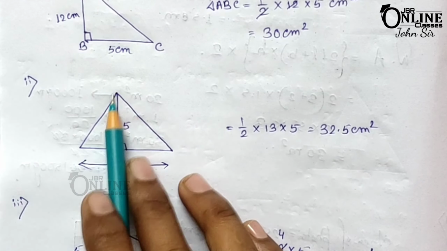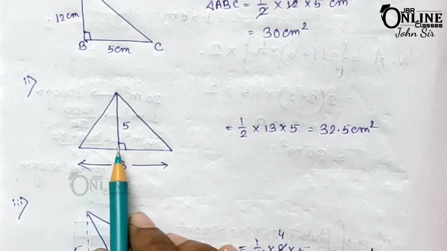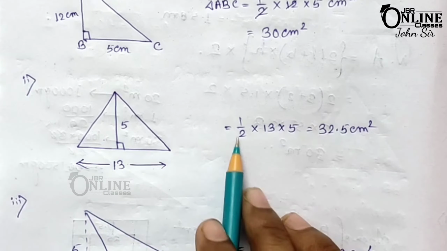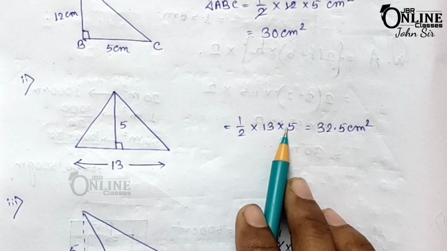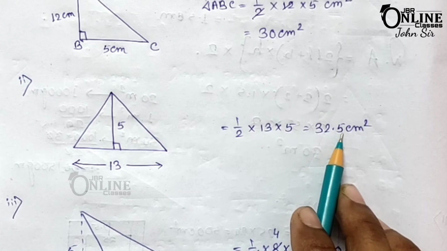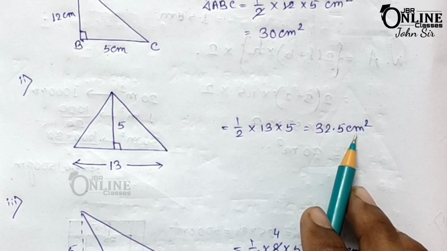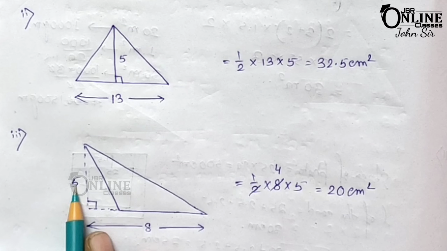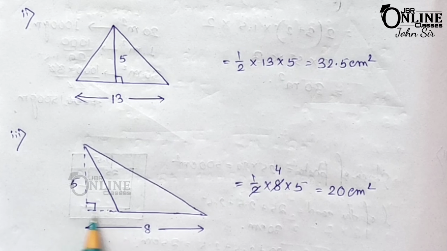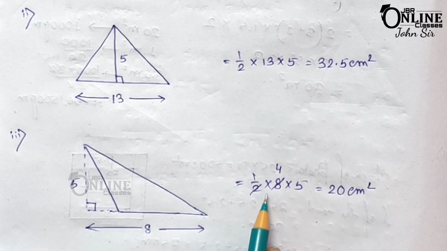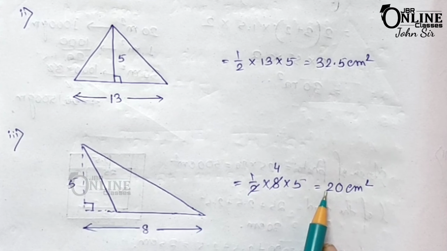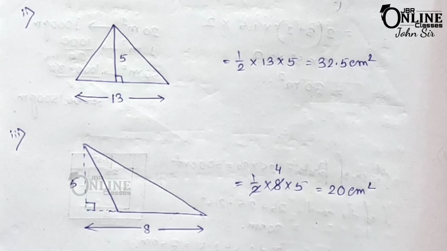Now the second one. In this triangle, 5 is the perpendicular and 13 is the base. So same formula, half into base into height, and you will get 32.5 centimeter square as area. Now the third one. Here 5 is the perpendicular and base equal to 8. So same formula, half into 8 into 5, that equals 20 centimeter square.